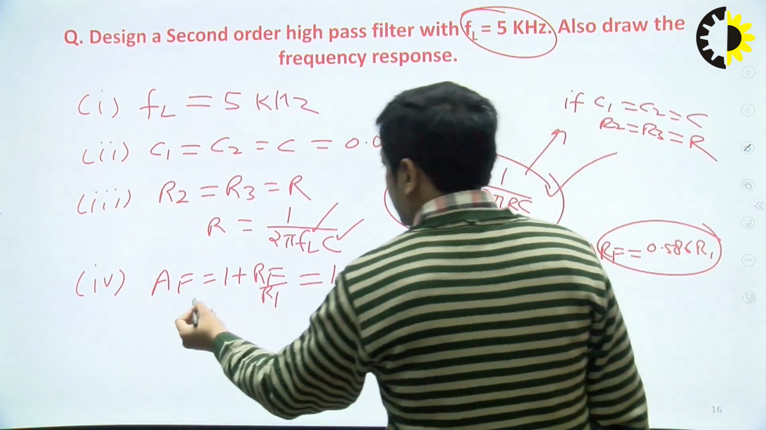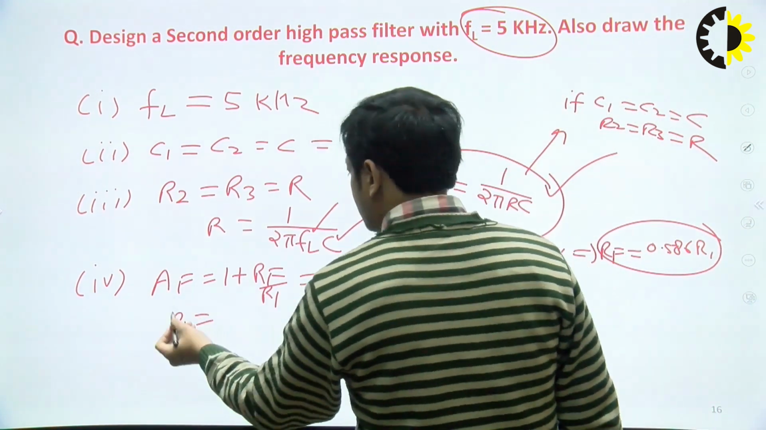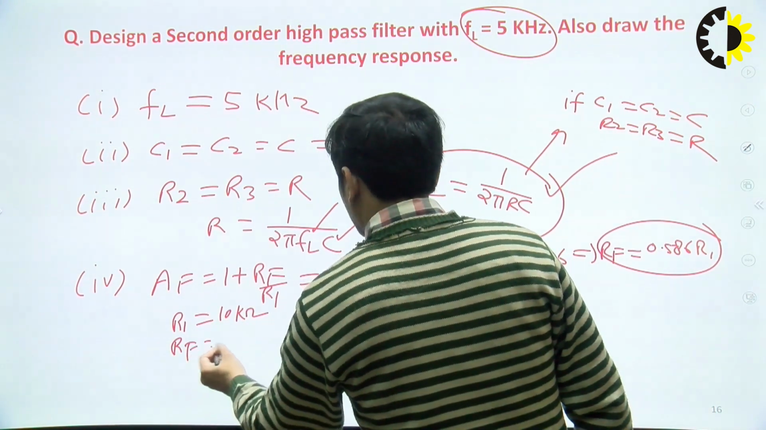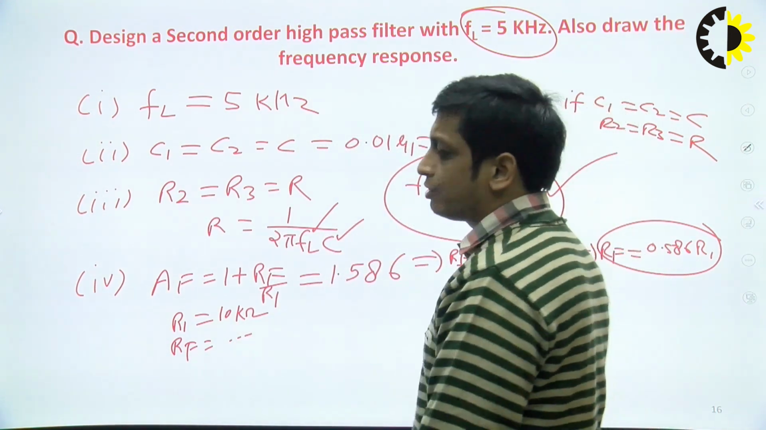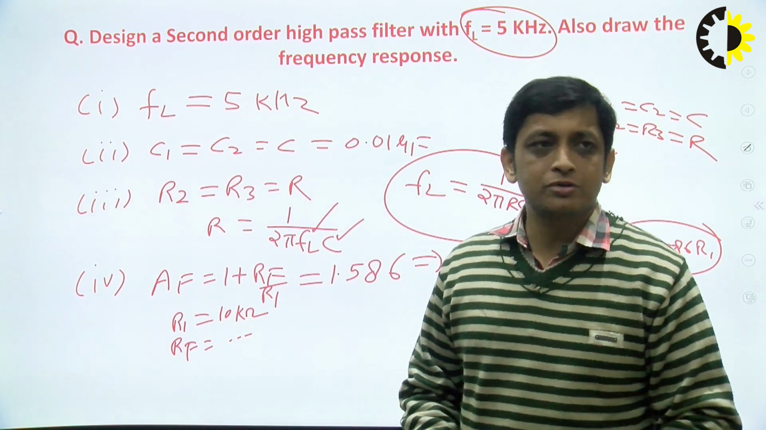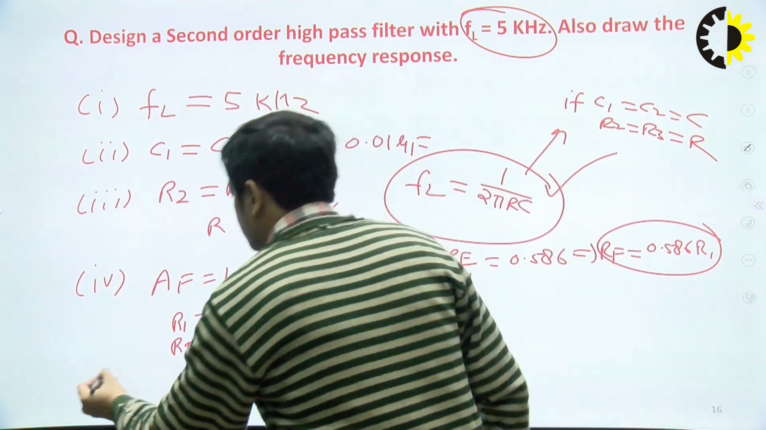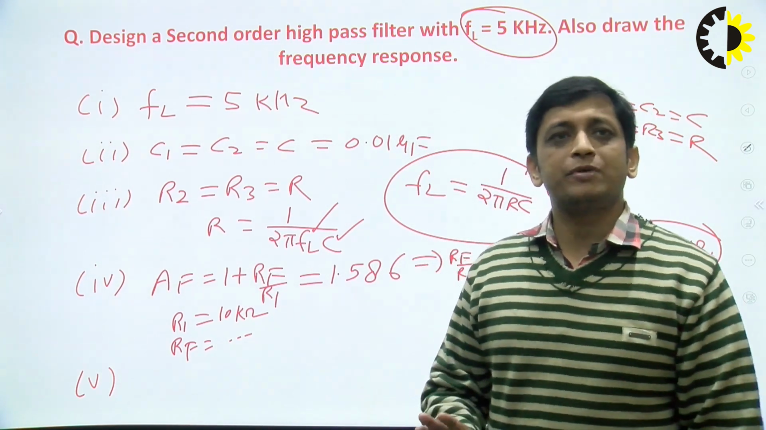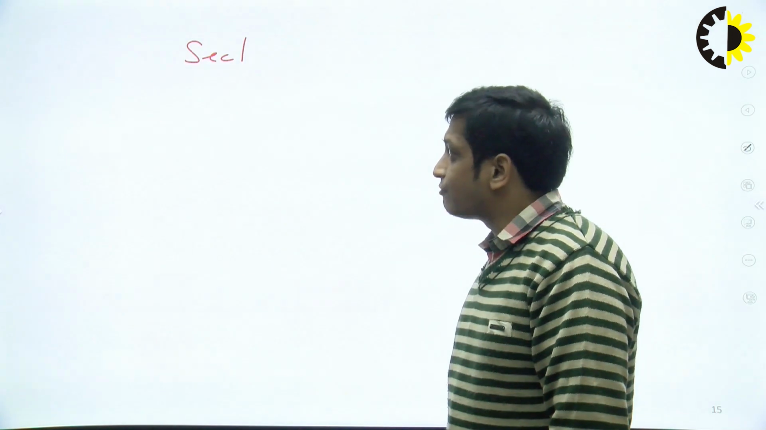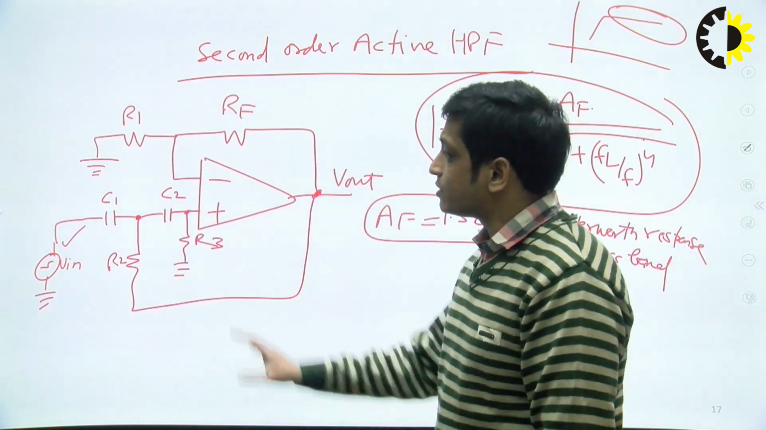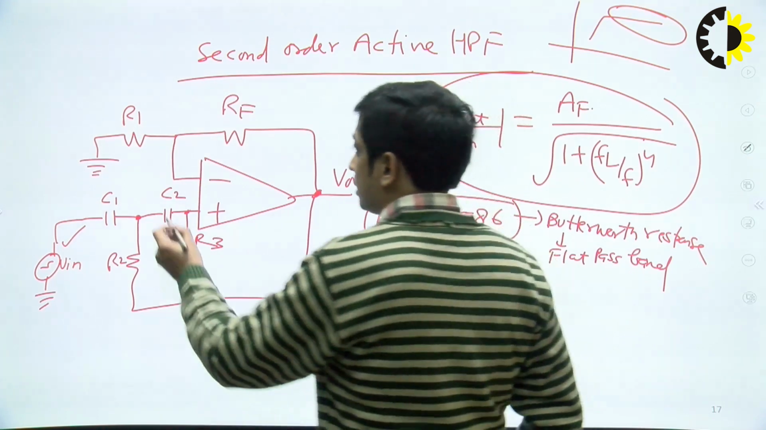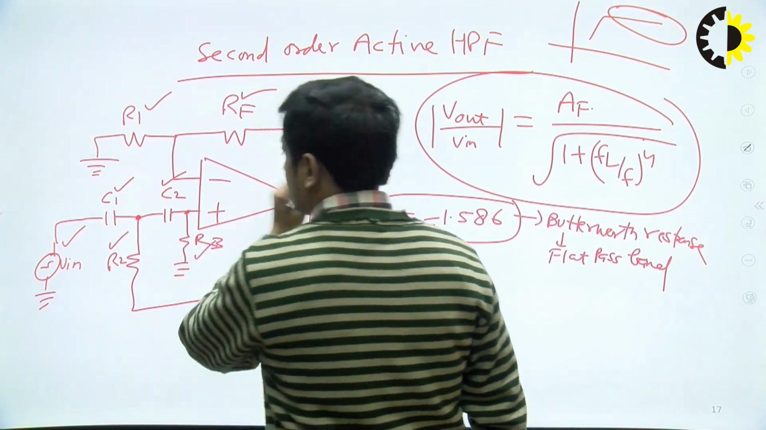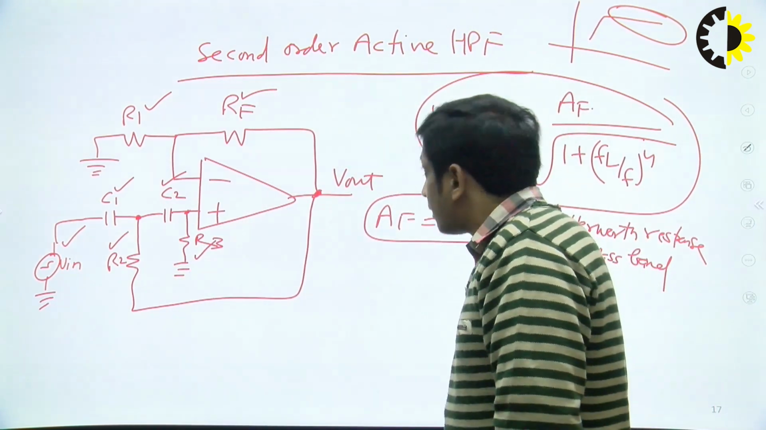Fine. Now take value of R1 less than 100 kilo ohm. Let's take R1 is equal to 10 kilo ohm. So similarly, you can calculate the value of RF. So from step 1 to step 4, we have calculated all the component values. In the last step, what you have to do? You have to design the circuit. You have to just draw the circuit and mention all the component values. In step 5, just draw this circuit of second order high pass filter and mention all the component values R1, RF, C1, C2, R2, R3, right? And the problem will be completed.